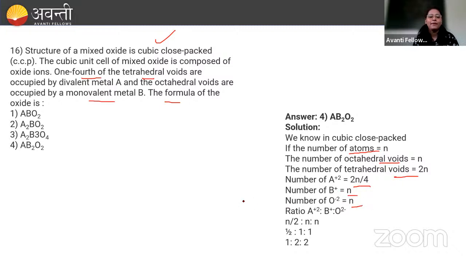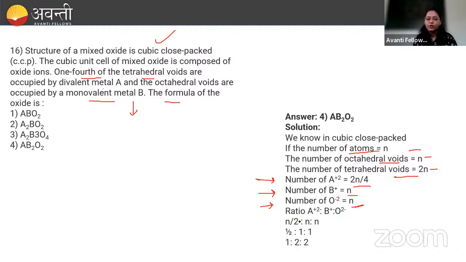क्यों? क्योंकि यहाँ पे दिया हुआ है डाइवेलेंट मेटल है A and the octahedral voids are occupied by the monovalent atom B. ठीक है, टेट्राहेड्रल वॉइड किसने ऑक्यूपाई किए हैं? Tetrahedral voids were occupied by A 2+, octahedral voids were occupied by B+, और हमारा जो ऑक्साइड है वो कहाँ पे प्रेजेंट है? Oxide is present at the corners of the cube. ओके, यहाँ पे दिया हुआ है ऑक्साइड कहाँ पे प्रेजेंट है? कॉर्नर्स पे प्रेजेंट है. इसलिए इस तरह से मैंने डिस्टिंग्विश कर लिया.